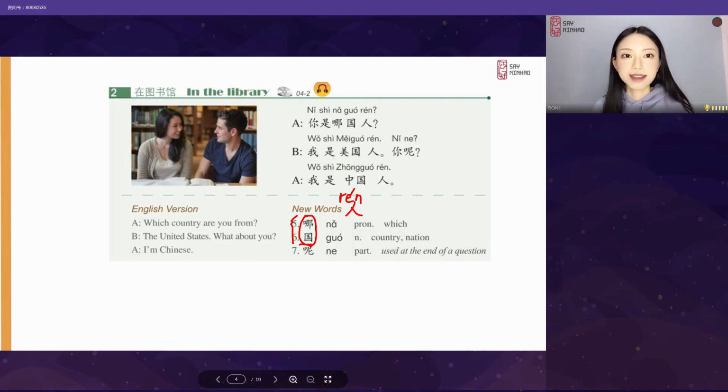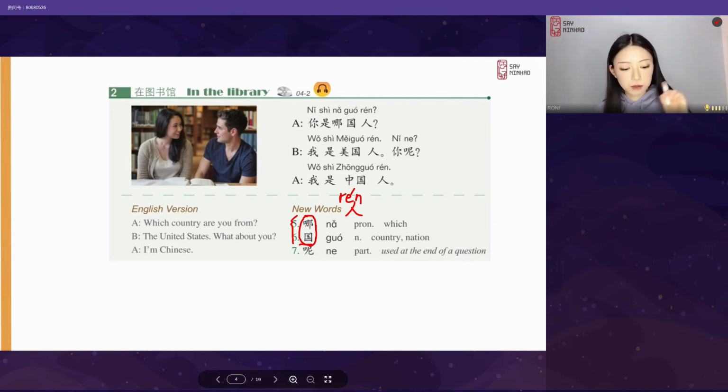The answer is 你是哪国人? We just said 哪国人 means which country's person. So when I want to ask where are you from, it actually means which country are you from, or which country's person you are. So this sentence becomes 你是哪国人? 你 is the subject of this sentence, and 是 is the verb. And 哪国人 is the object of this sentence.